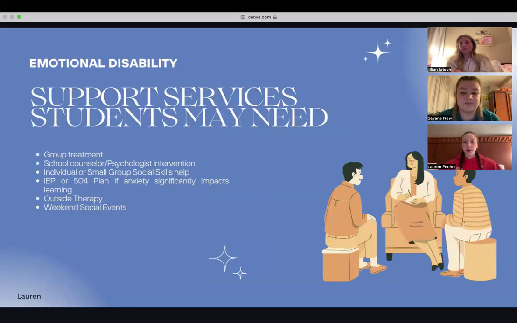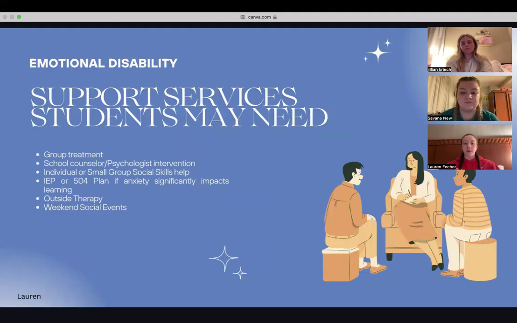So, some support services that students may need if they're experiencing this is group treatment. Another one is a school counselor or psychologist intervention. The school counselor can be a source while they're at school, while the psychologist can be a source for them outside of the school area.